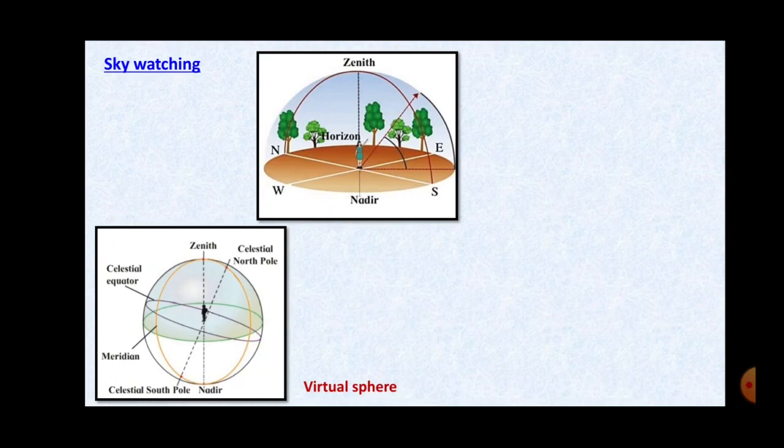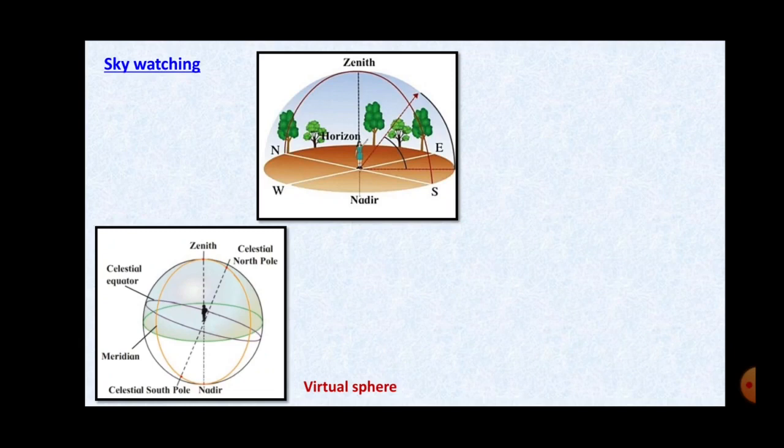Now, what is zenith? When we stand on the ground, the point on the celestial sphere exactly above our head is called zenith. As you can see, that girl is standing, and exactly on top of her head, the point is called zenith. And the point exactly below our feet is called nadir. So nadir and zenith are just opposite to each other.